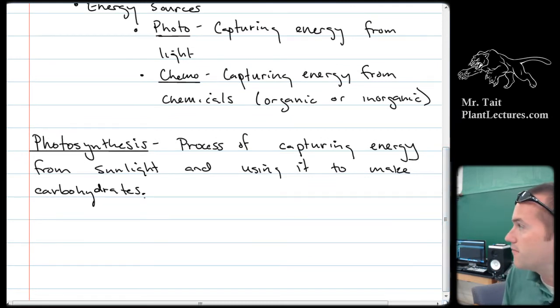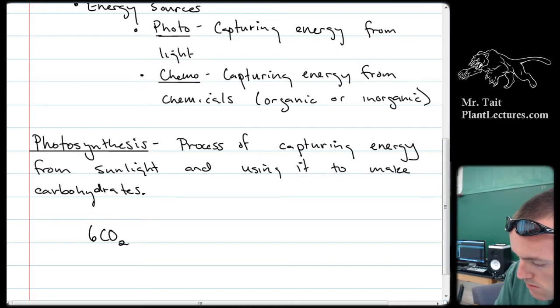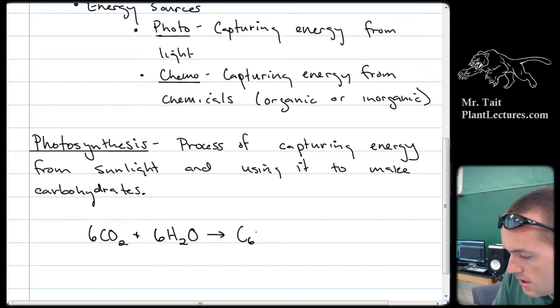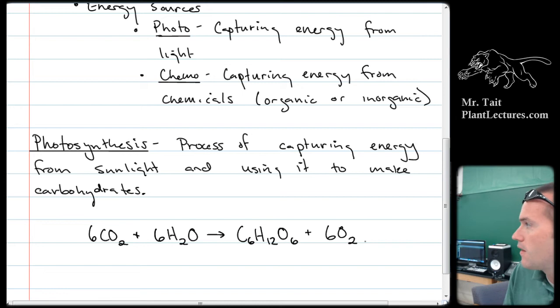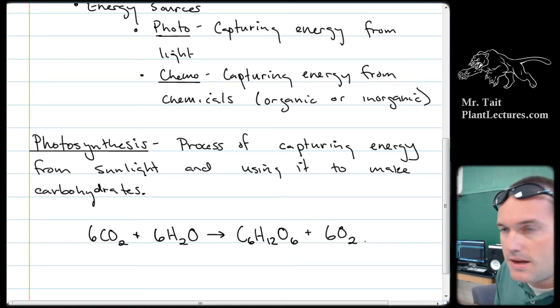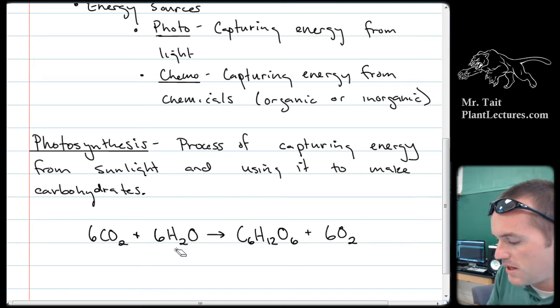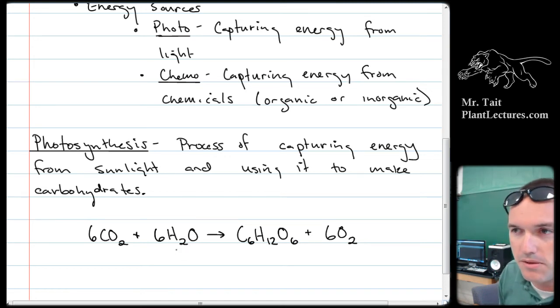And the basic formula for photosynthesis looks like this. It's 6 CO2 plus 6 H2O yields C6H12O6 plus 6 O2. Okay? And in order for this to happen, CO2 and H2O we say are fairly low energy molecules, whereas C6H12O6 is a pretty high energy molecule.